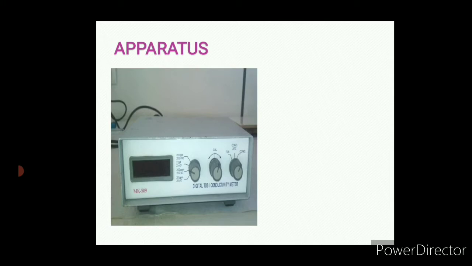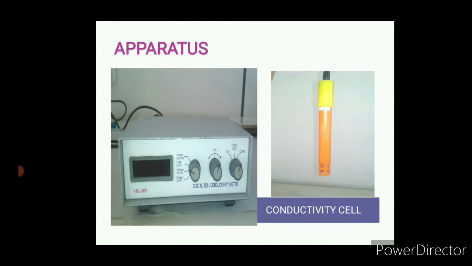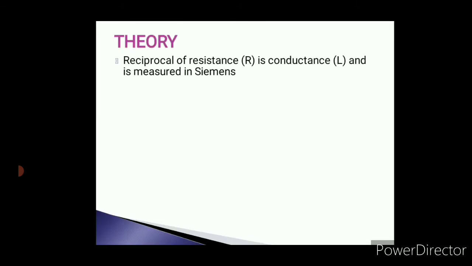Then we have to use an electrode, which is nothing but a conductivity cell. This is a picture of the conductivity cell. About this conductivity cell, we will understand some introduction. Now the reciprocal of resistance R is conductance L, and it is measured in Siemens. Okay, now L is equal to 1 upon R.